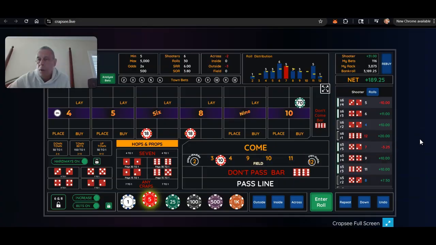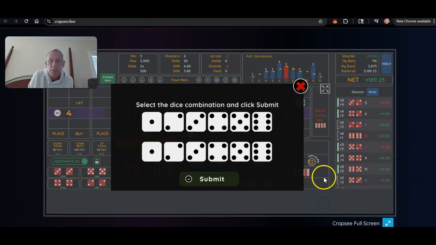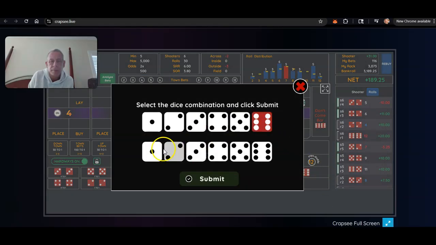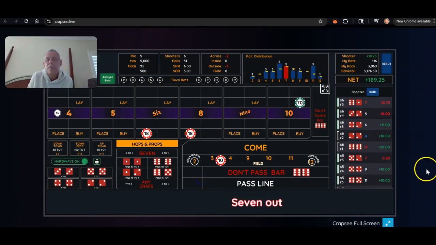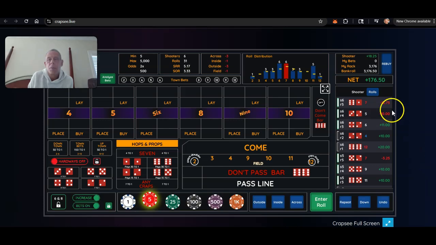All right, so here we go. Okay, that's a 7 out. So let's see how this plays out. 7 out. All right, we lost $12 that time.